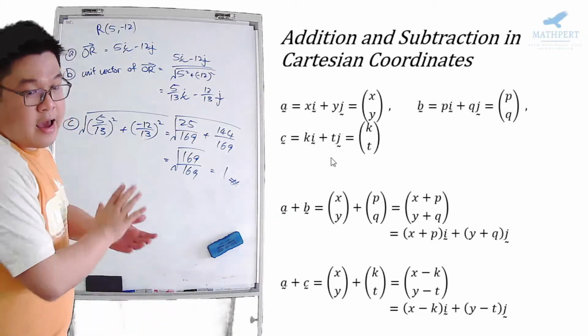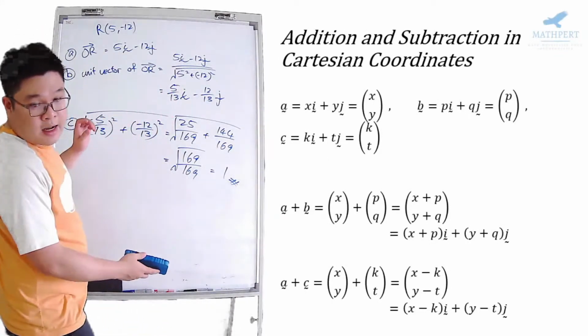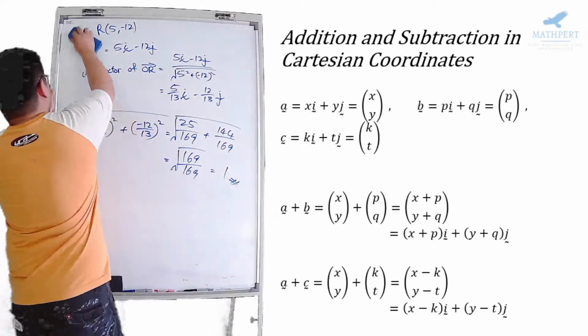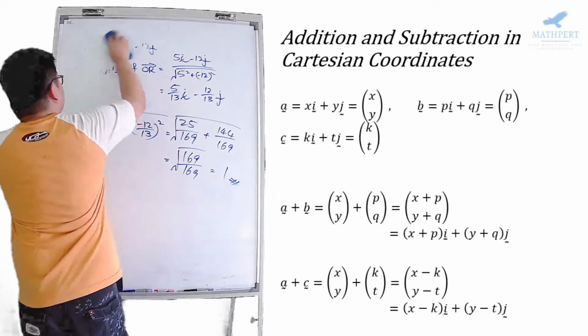Okay. Addition and subtraction in Cartesian coordinates, or we call it column vector.